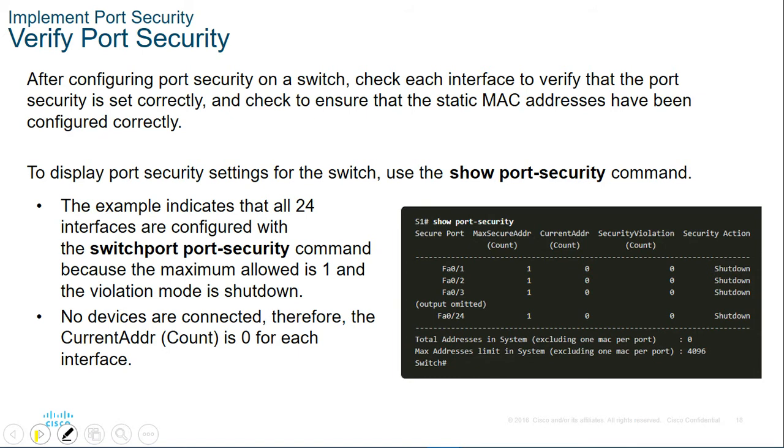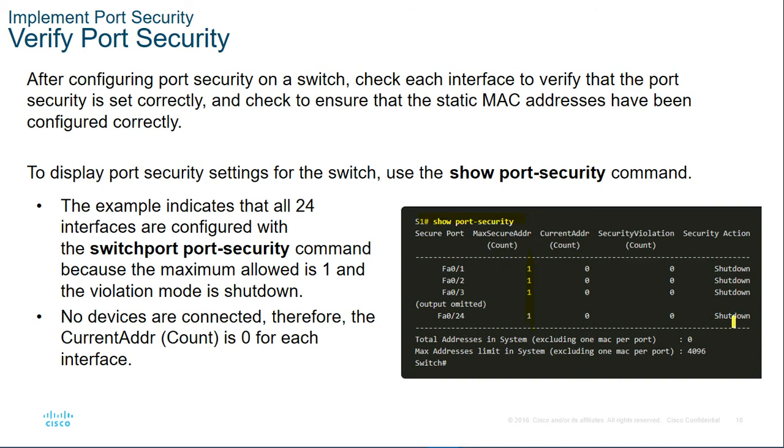Verify port security. How to verify the port security? If you execute the command show port security, you can verify whether port security is enabled on the interface or not. Then you can see switchport secure port, and maximum secure addresses allowed is 1. This is the default value, we know that. And then you can see what violation mode is configured. By default, the security violation mode is shutdown. Because of that, it is displayed as shutdown.